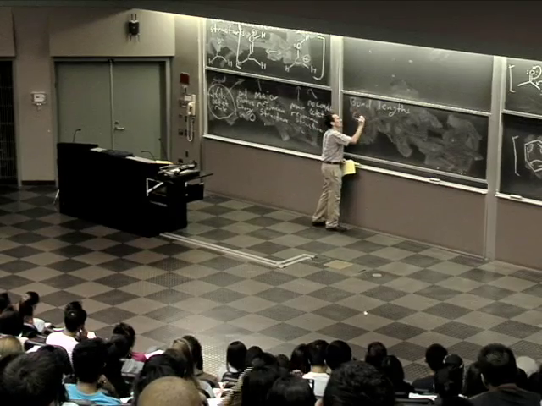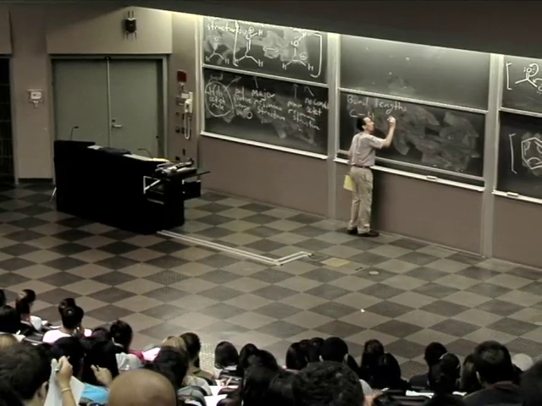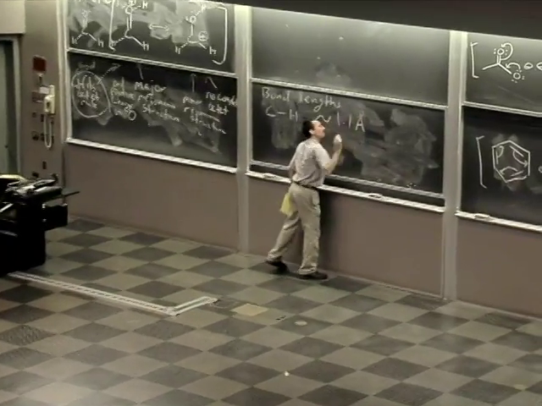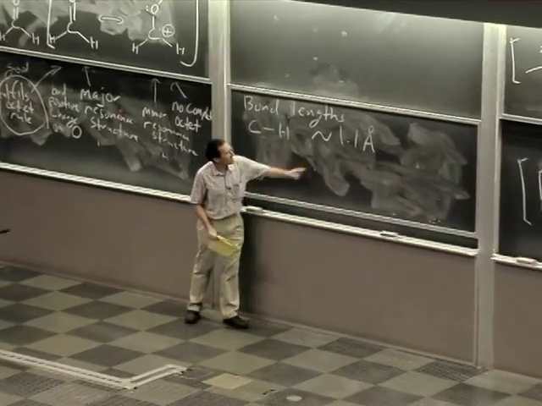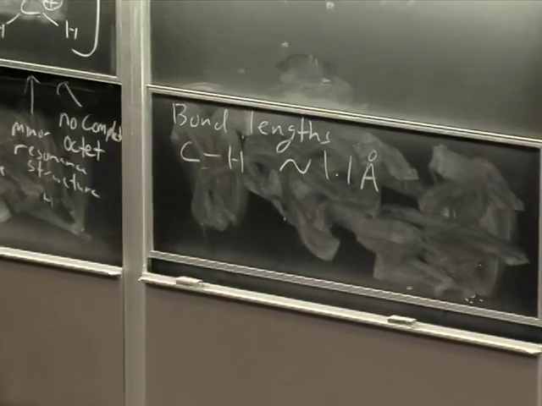All right, for calibration, a carbon-hydrogen bond is about 1.1 angstroms in length. At the end of the class, somebody asked me, what's this little thing? It's a tilde. It's approximately, circa.